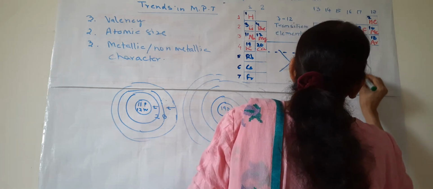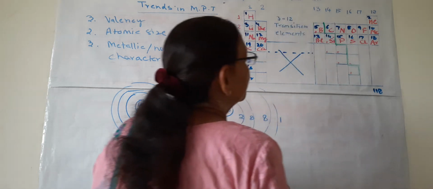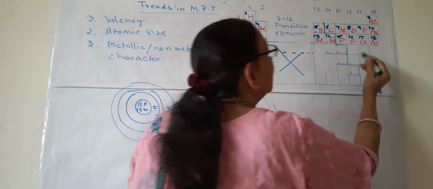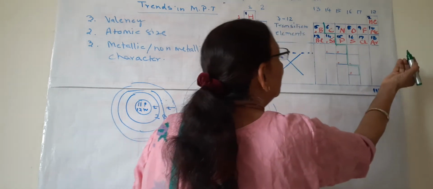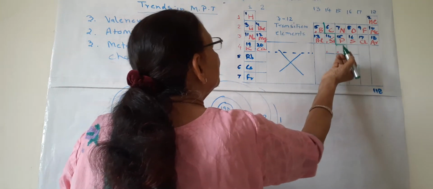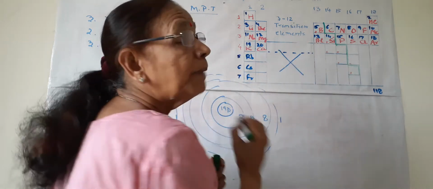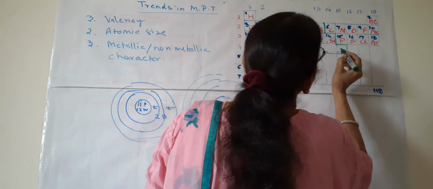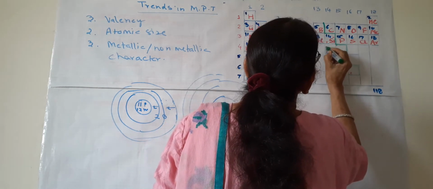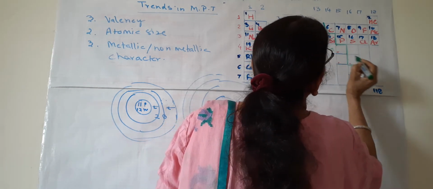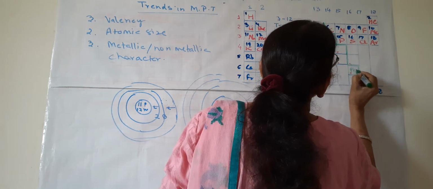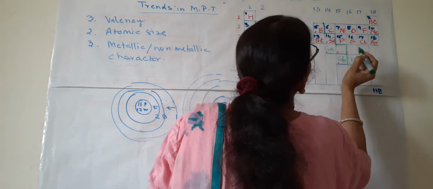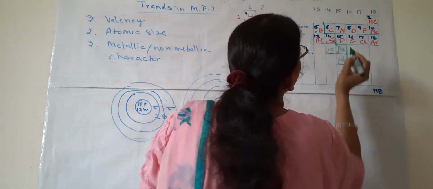These metalloids are present on this line. To the right of this line are the non-metals, and to the left of these metalloids, metals are there. So boron is a metalloid, silicon is a metalloid, germanium is a metalloid, and then this is polonium, this is tellurium, this is antimony, and this is arsenic.